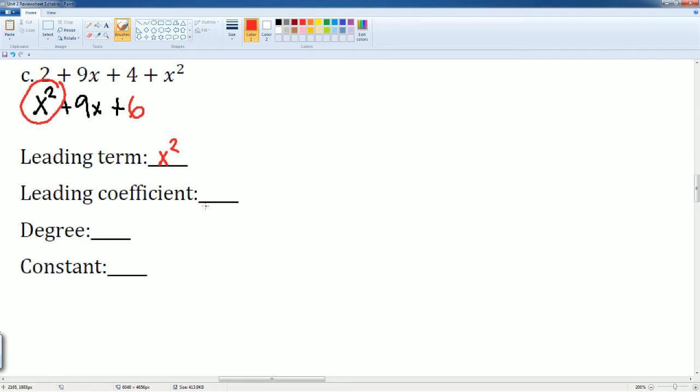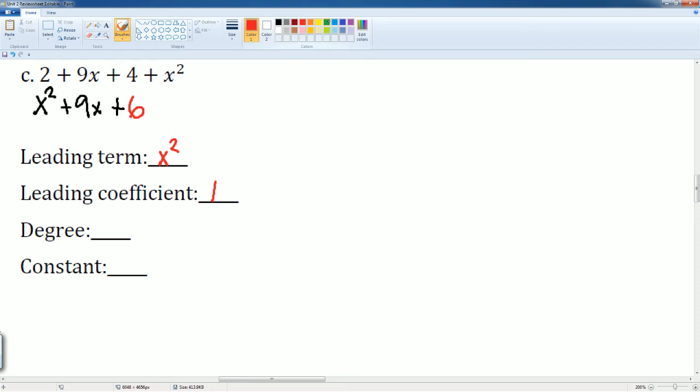What is the leading coefficient? What is the number in front? It is the answer 1. There is actually a 1 in front here. But do we ever write the 1? No. But it does exist. The 1 does exist. What about the degree, though?